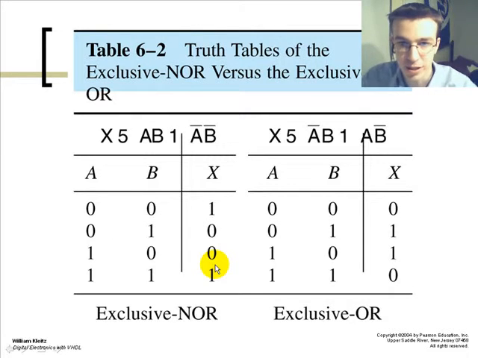And you can take the truth table of the exclusive NOR and compare it with the exclusive OR. This is just the reverse of the exclusive OR, allowing both values with 0, 0 or 1, 1 to go through as a 1 for an output.